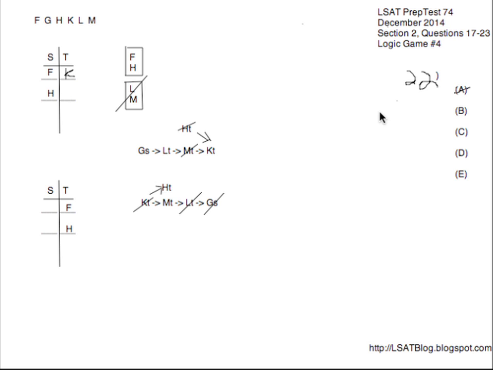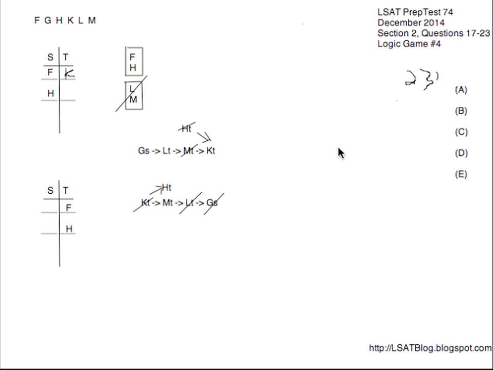Let's take a look at B. F, H, K, M. That leaves G and L to be at S. GS requires LT, but they're saying we've got L at S. Unacceptable, so B's our answer for number 22. By the way, you can actually eliminate C off the bat because that's what happened in 17 choice E. So, little using previous work there.